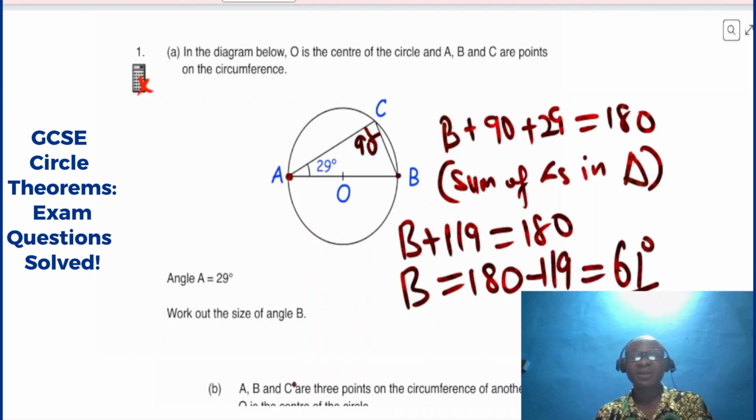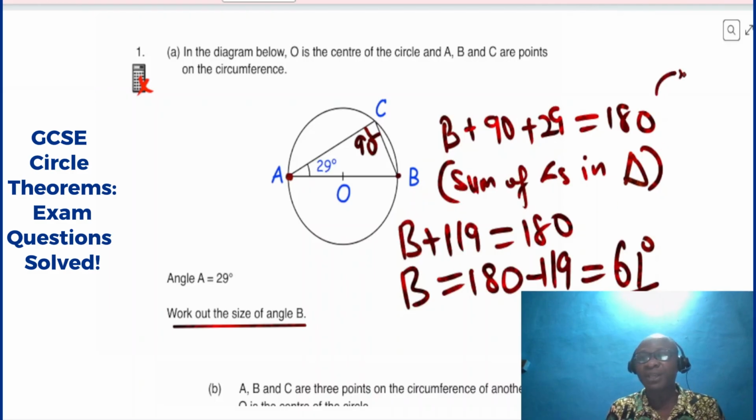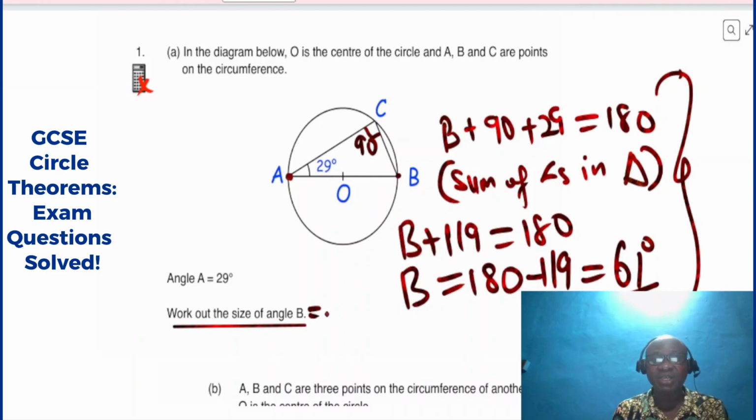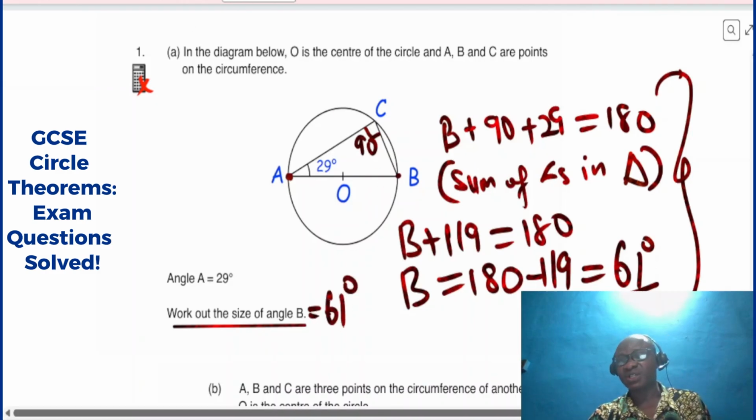Okay, that is it. So what they want us to write here is work out. Can you see work out? That workout is what we have done here. We have shown the workings, and our answer is 61 degrees. I hope that makes sense. Yes, sir. All right.